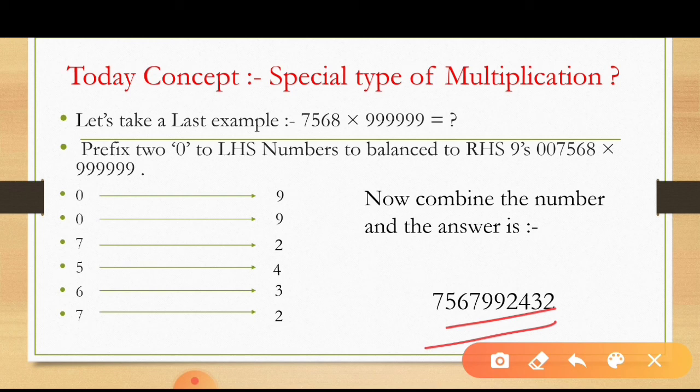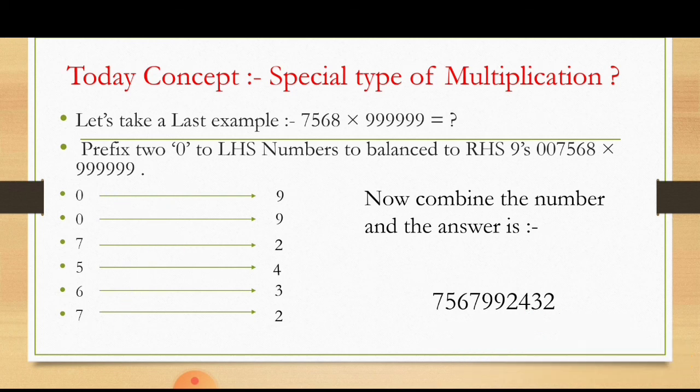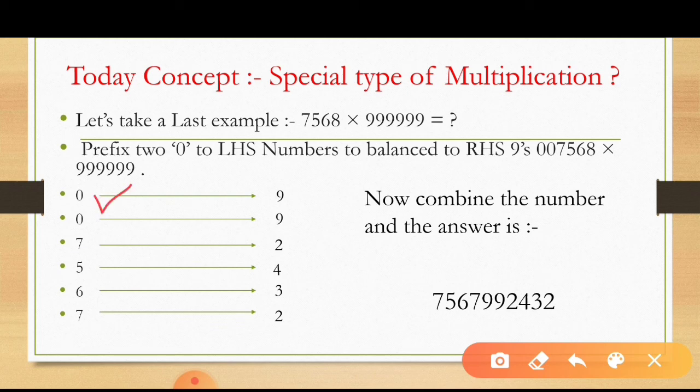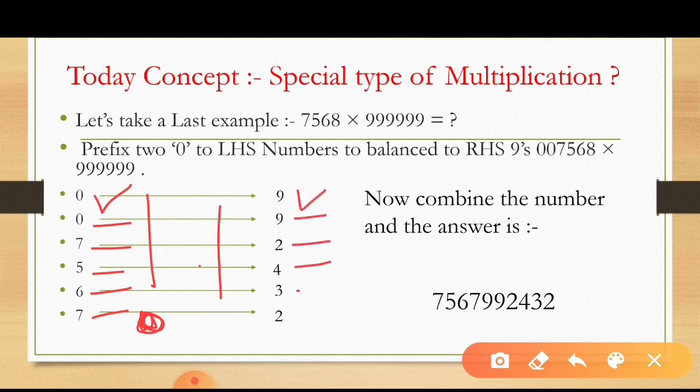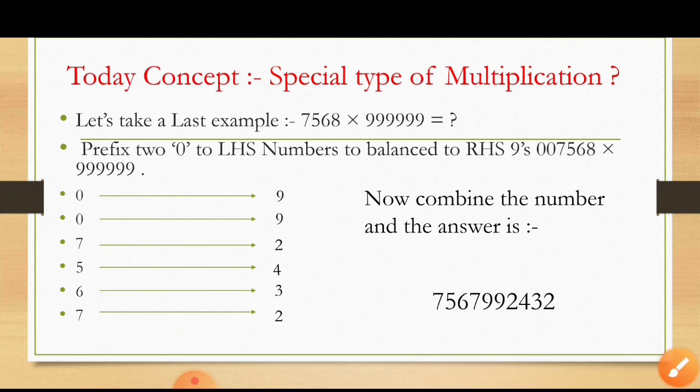How can we find the answer? By combining these two rows. Okay, how can we combine? Now simply first you have to write this, then this. When this whole line is complete, then you have to start this line. Means 9 9 2 4 3 2. That you have to write in the row. Okay, means like this, you have to write in the row. Means this long number is your answer.